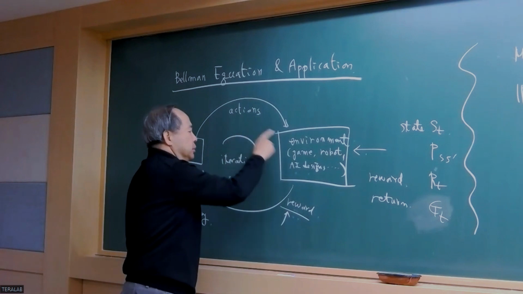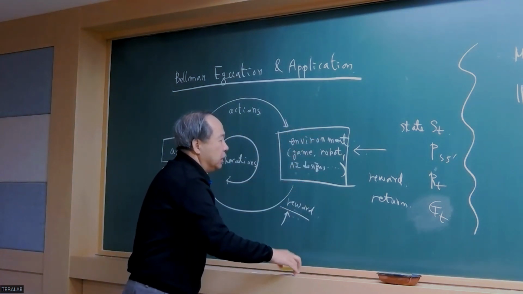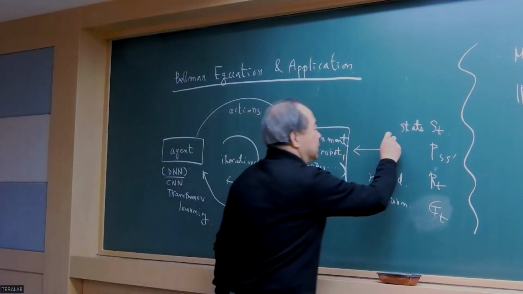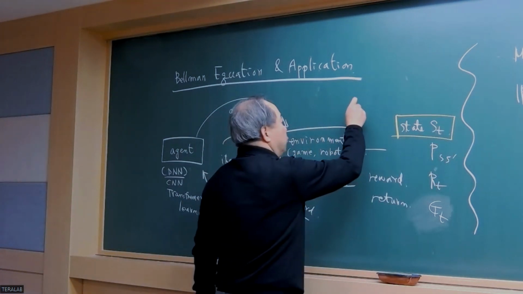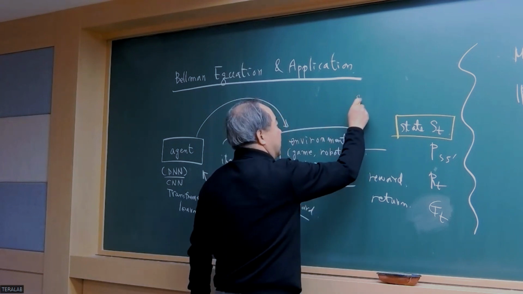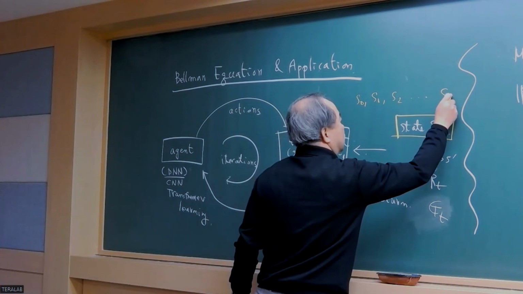Depending on your actions, your environment will be changed. The property of your environment will be defined by a state. State will be a sequential process S0, S1, S2, ST.